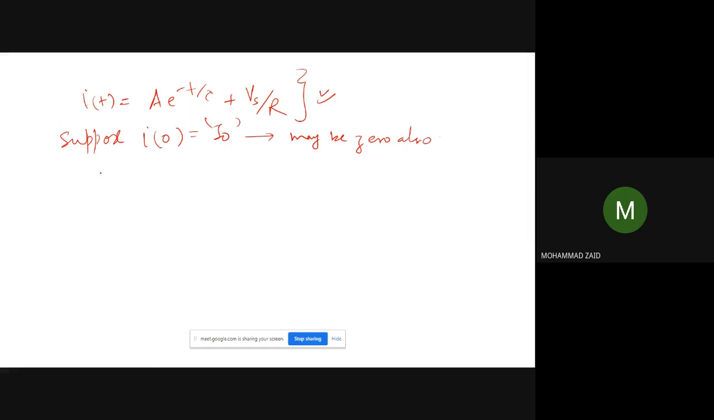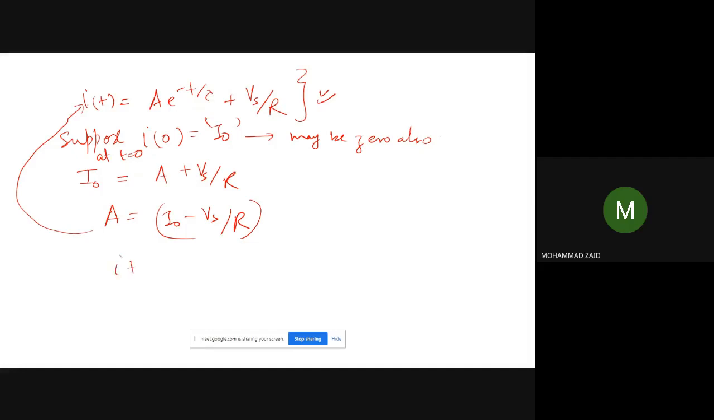In that case, you can put the initial conditions in this equation. So I naught will become, at t is equal to 0, I naught is equal to A plus Vs by R. So A becomes I naught minus Vs by R. If you put this again into this equation, you can write down i(t) is equal to I naught minus Vs by R, times e to the power minus t by tau, plus Vs by R.